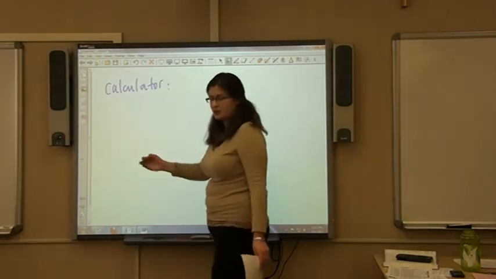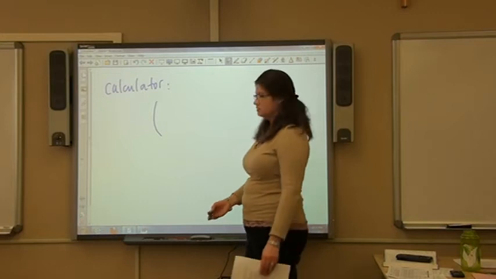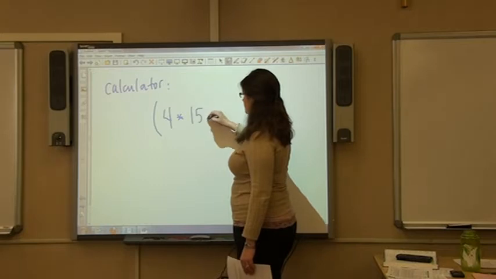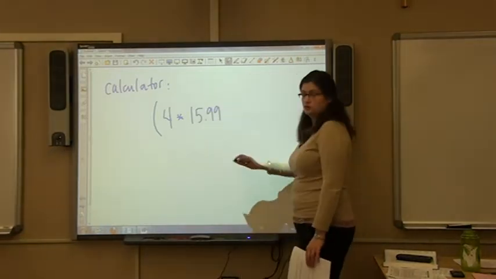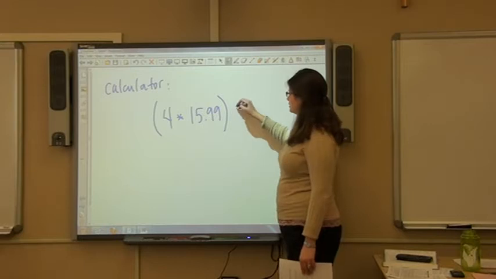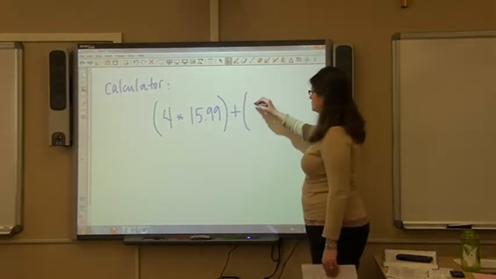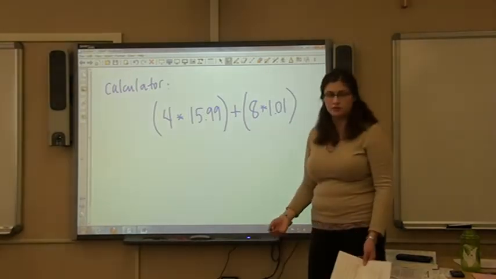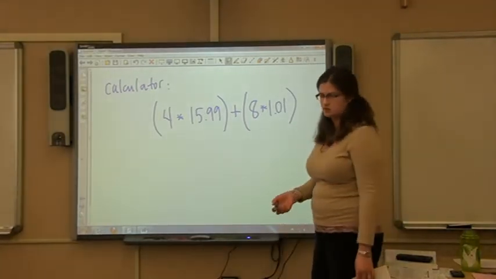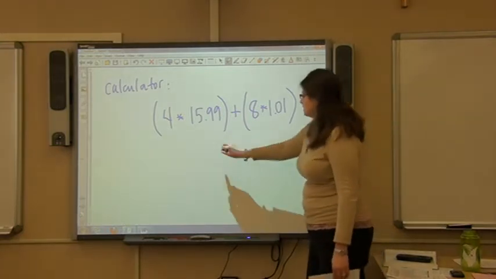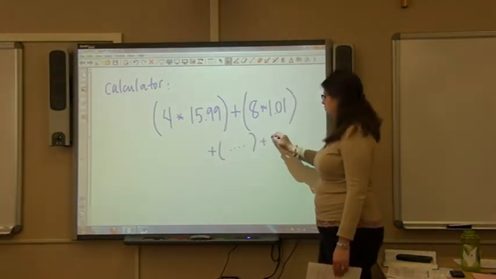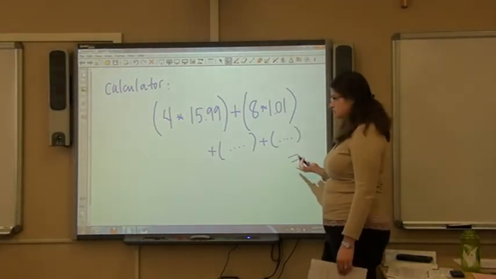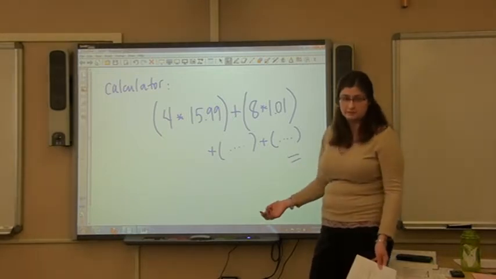So you're going to type in open parenthesis, 4 times 15.99. Then you're going to have to close it. Plus 8 times 1.01. Now I'm just making numbers up. This is just for your edification. And then you can keep adding whatever you need to add in one step. Hit the enter button and you should get the correct answer.